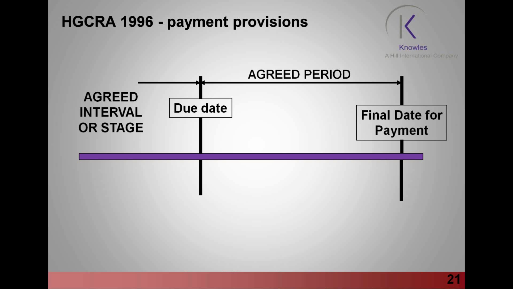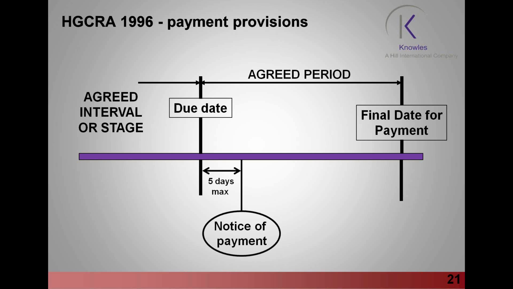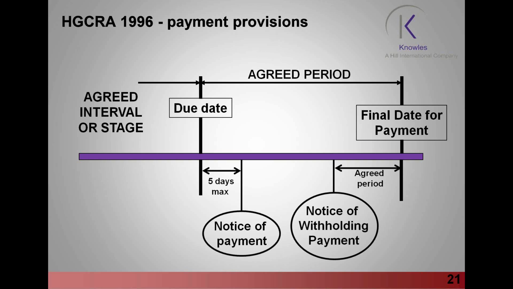But for the examples that I'm going to go through today, work on the due date being the last working day of the month. You can then see in capitals the words agreed period. This could be, if you're lucky, 14 days, 30 days, and if you're less lucky, 60 days, 90 days, or even longer than that. So X number of days after the due date, we then hit the final date for payment. Below that, you'll see that I've actually just brought up 2 bubbles below the purple line. And the bubbles refer to a notice of payment and a notice of withholding payment.